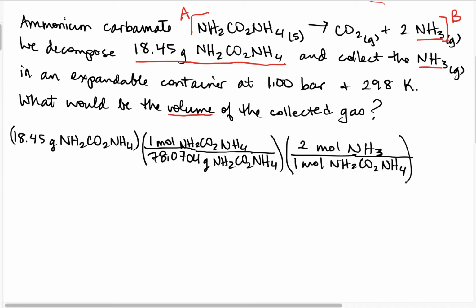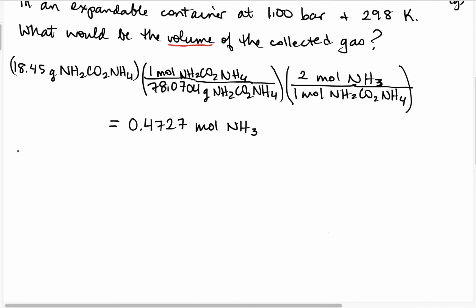And anytime I am going to calculate something using the ideal gas law, I'm going to do a separate calculation. I'm not going to try and combine it into one step. So I'm going to calculate the moles of the ammonia, and then I'm going to use that number in the ideal gas law. So when I plug in these numbers to my calculator, I got 0.4727 moles of NH3. And now I want to use the ideal gas law. So my ideal gas law is PV equals nRT. I know I'm solving for the volume, so I'm going to go ahead and rearrange the equation accordingly.